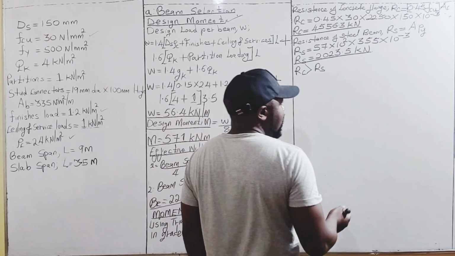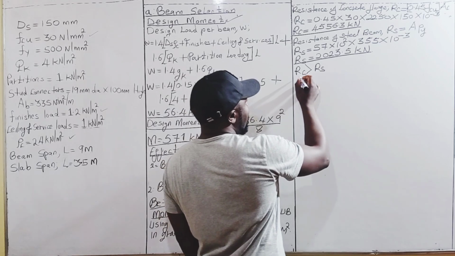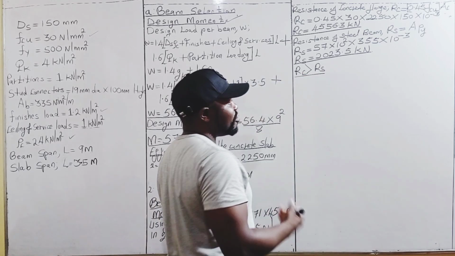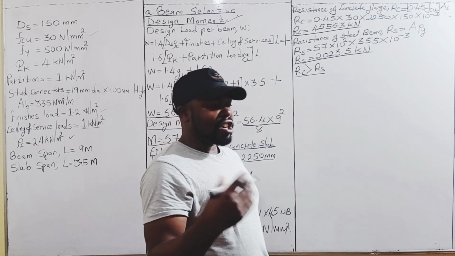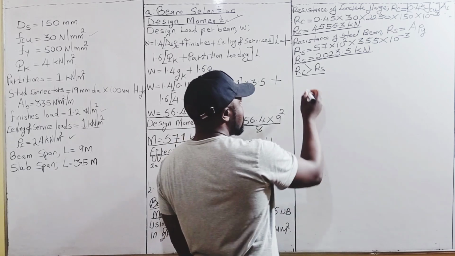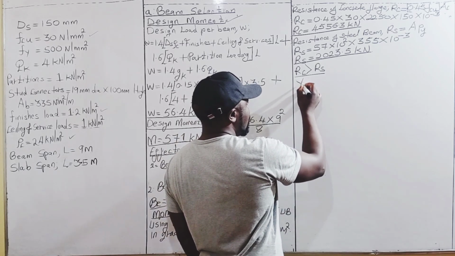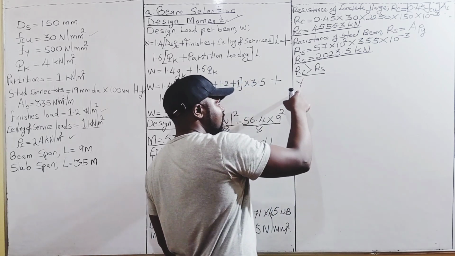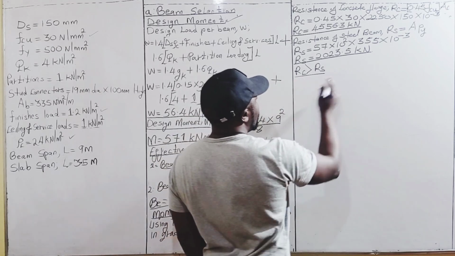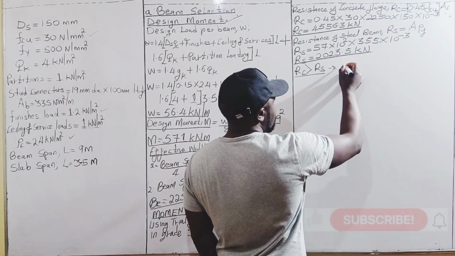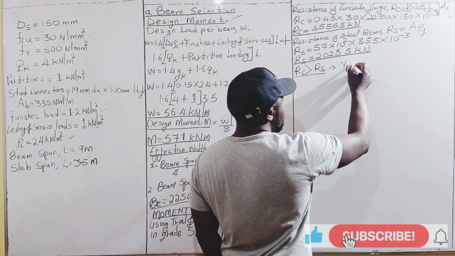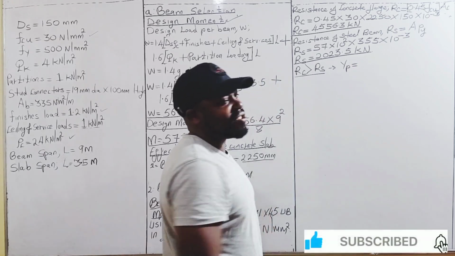And therefore, we can prove that the neutral axis falls in the concrete flange by calculating the depth of the neutral axis, which is yp, that is the depth of the neutral axis.